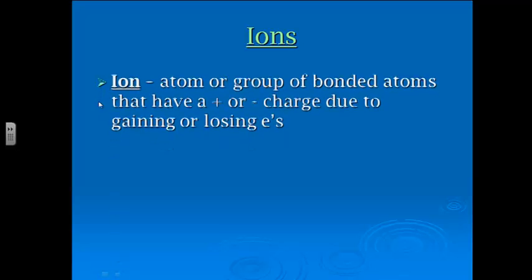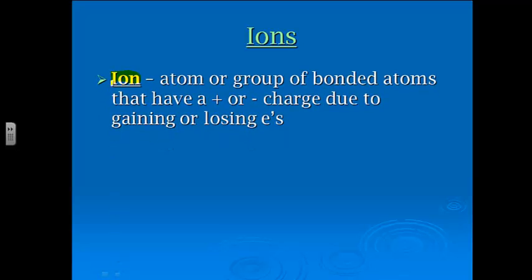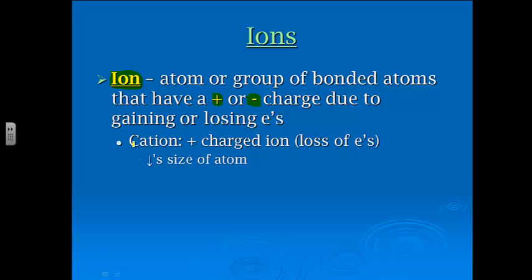Alright, then we get to ions, and ions we've sort of talked about, but an ion is an atom or group of bonded atoms that have a positive or negative charge simply because they're gaining or losing those valence electrons that are in the outermost shell, and they're available to be lost, gained, or shared. And we've already seen these terms before, but a cation is positively charged because it loses an electron, and that will decrease the size of the atom because essentially if you give away an electron, all the protons that are left can pull the rest of them in that much closer.